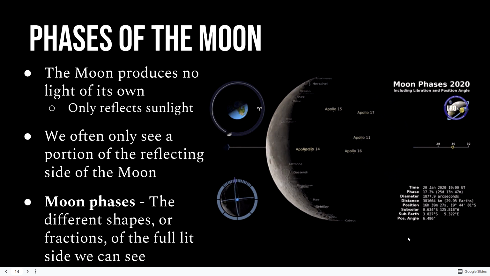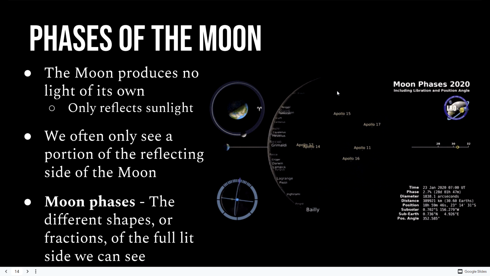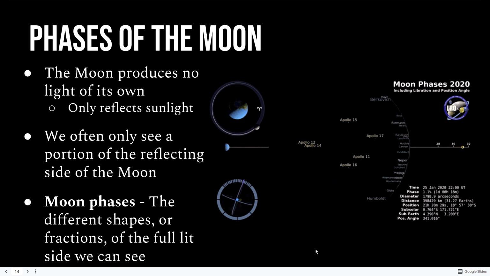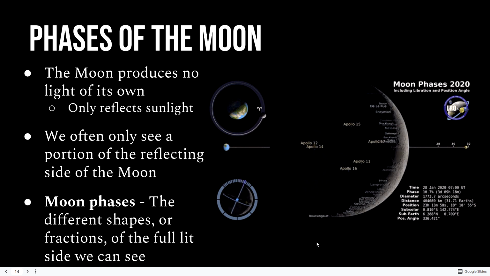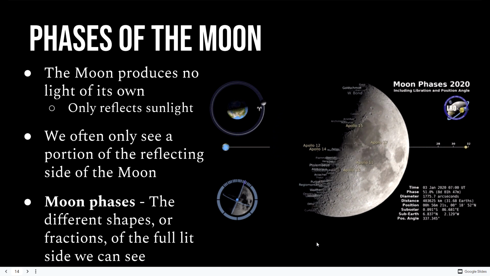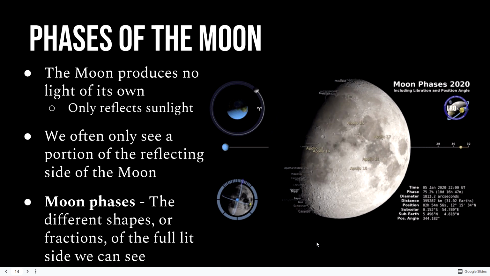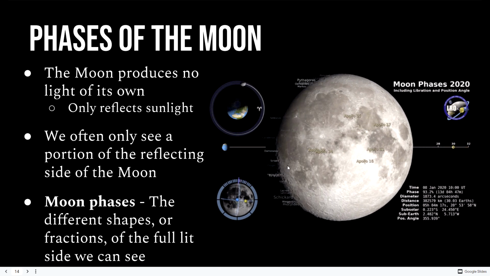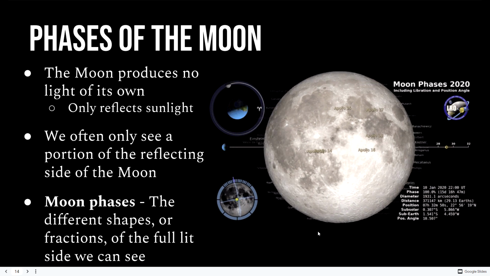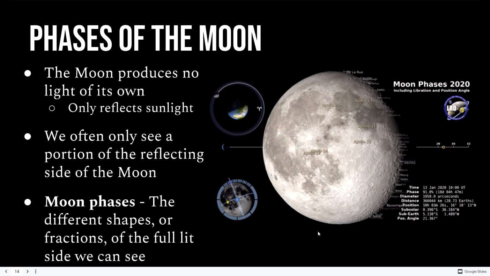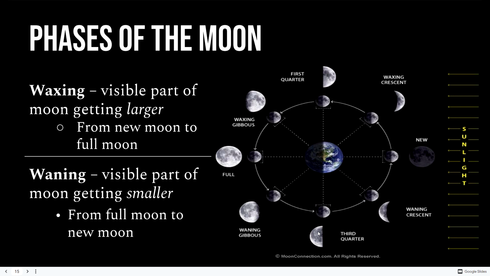So we're going to talk about the phases of the moon, and those are the different shapes of the light part that we can see from Earth. Remember, we always see the same side. It's the light side of the moon. We call the other side the dark side because we never see it. So here are the phases.